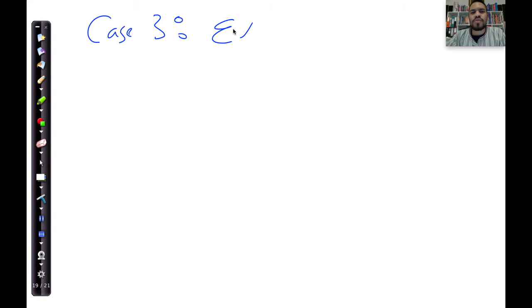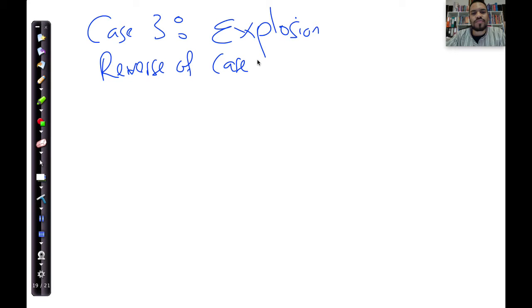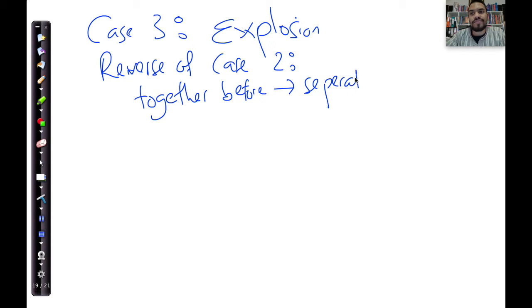Case number 3 is what we call an explosion, right? The first note on case number 3 is that it is the reverse of case 2, right? That means they are together before and they are separate after.